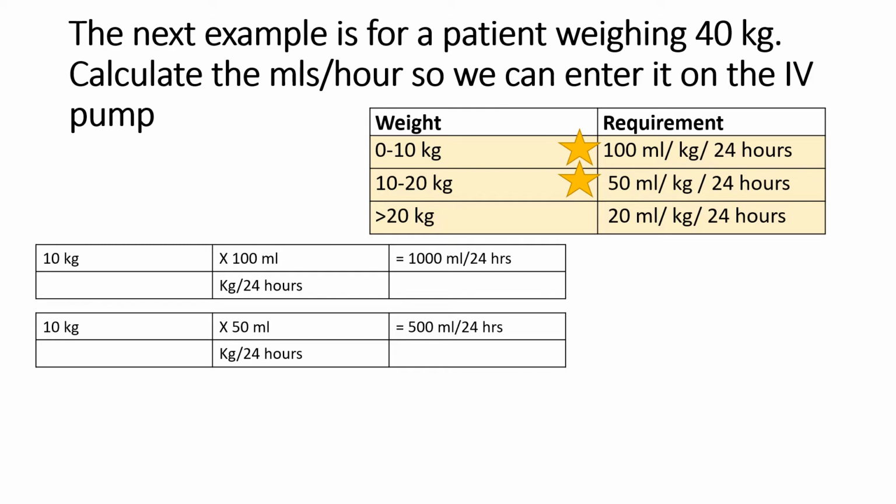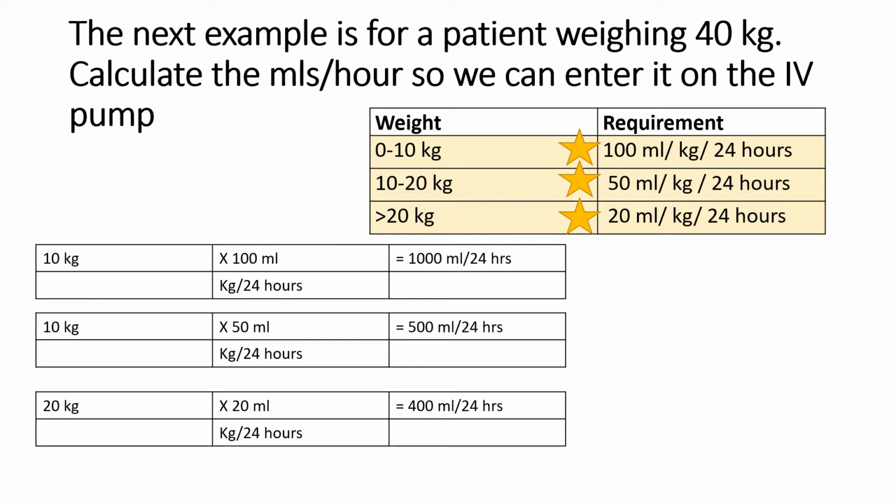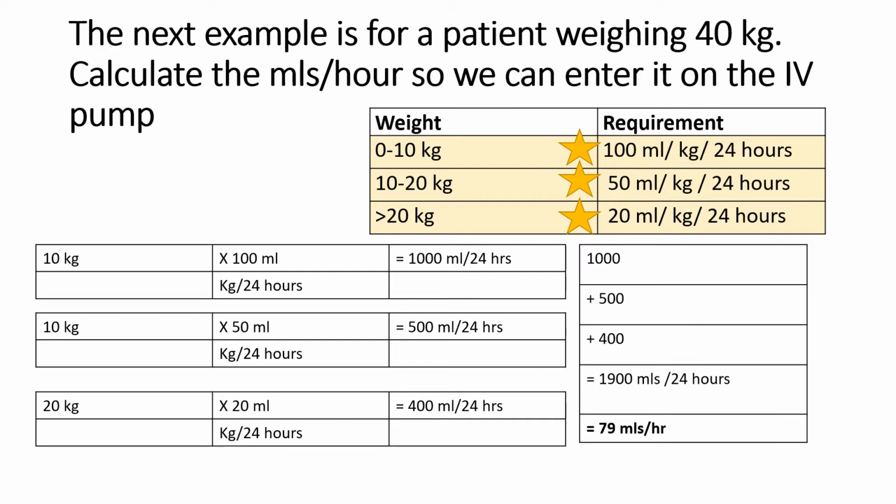And then we have 20 kilos left over, right? Because 40 minus 20 is 20. So for our 20 kilos, we're going to multiply times 20 mils per kilo for 24 hours, and then we get 400 mils per 24 hours for that one. We're going to add them together, and we get a total of 1,900 mils for 24 hours. We divide 1,900 by 24, and we get 79 mils an hour.